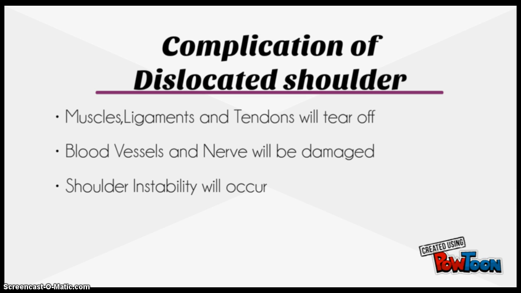Complications of dislocated shoulder. There will be tears of muscles, ligaments, and tendons that connect to your shoulder joint. Blood vessels and nerves will be damaged in and around your shoulder joint. Shoulder instability will occur, which means you might have dislocation again in the future.